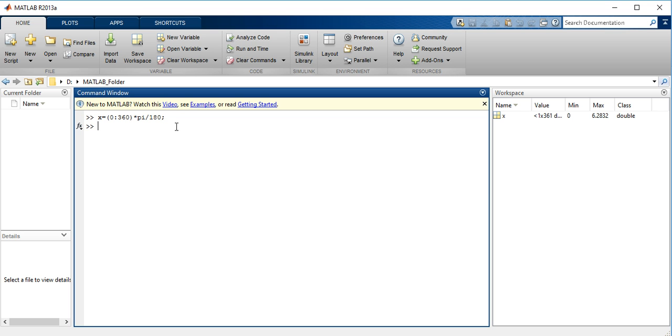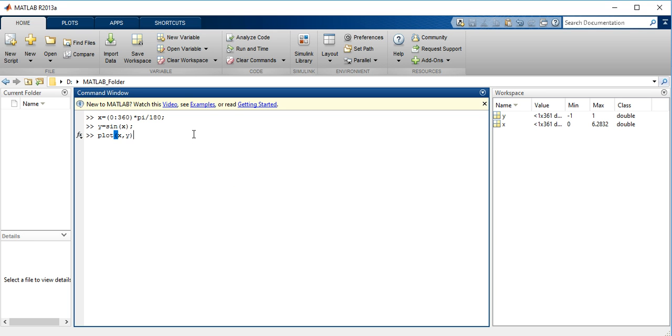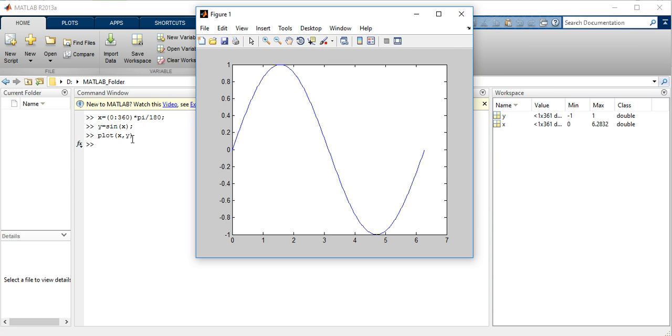So here we have generated x values. Now evaluate y is equal to sin x. Corresponding y values are also calculated. Now plot x, y. If we pause for some time, it will show these suggestions. This is the data set of the horizontal axis, and this is the data set of the vertical axis. Here you got this graph.